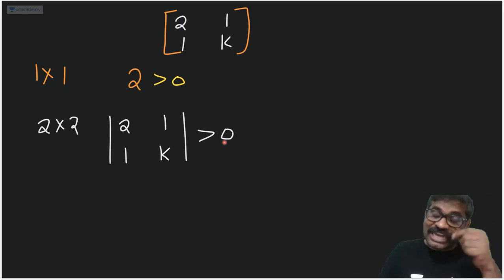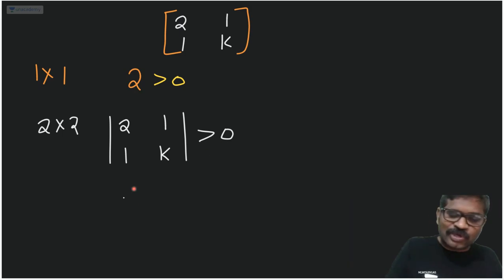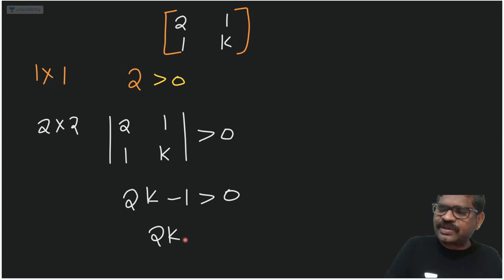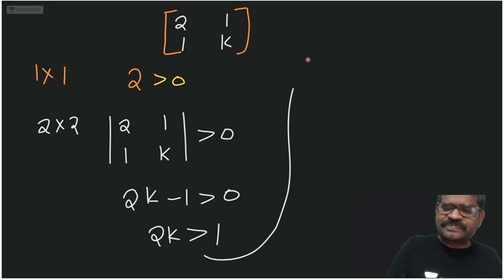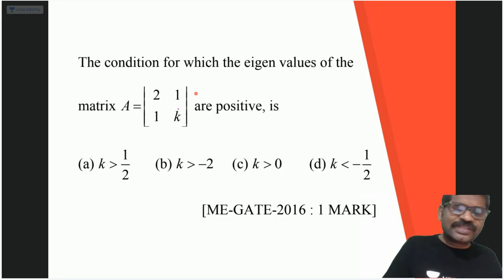Therefore, for which condition does the matrix have positive real eigenvalues? If this 2 cross 2 leading minor is positive, then all the eigenvalues of your symmetric matrix would be positive. So 2k minus 1 greater than 0, 2k greater than 1, k greater than 1 by 2. So the correct option is k greater than 1 by 2, the first option.